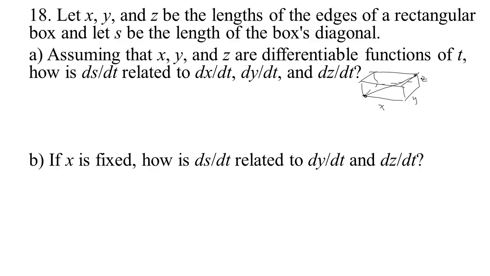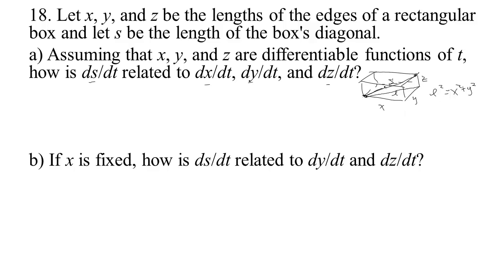So we want to figure out a relationship between s, x, y, and z. How do you get that diagonal length s from those? Well, we can get it by applying the Pythagorean theorem. If you look at the shadow of the diagonal, that's a line in the base of the box. From the Pythagorean theorem, let me label that line L. L squared is x squared plus y squared.